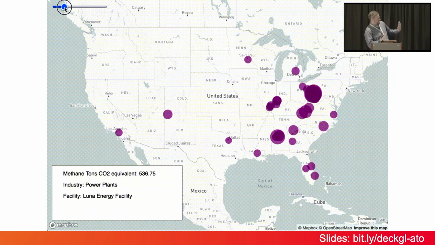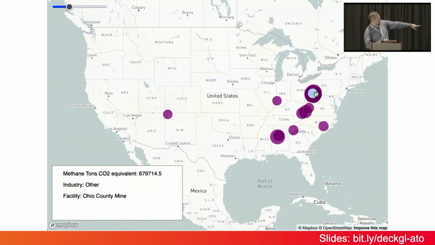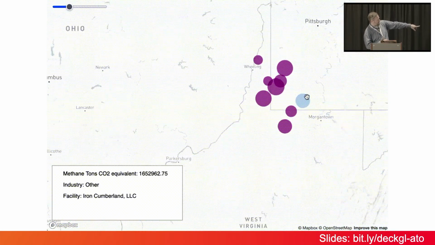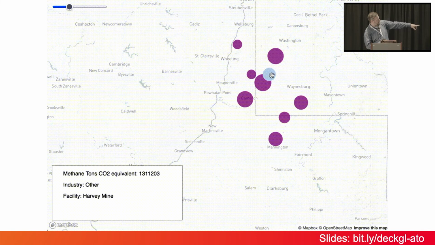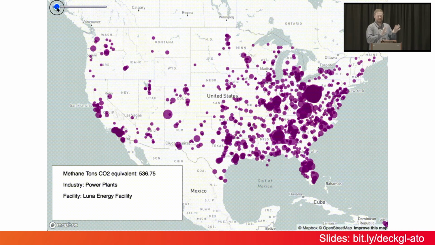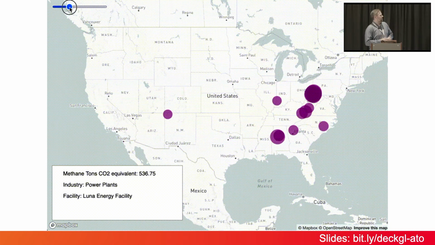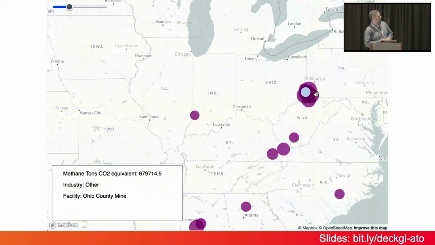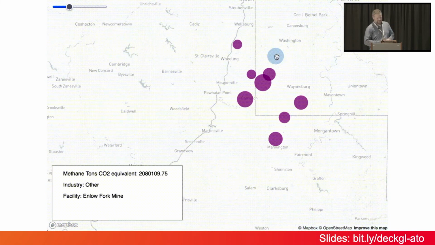Again, it's unstyled, it's not super pretty, but in the lower left-hand corner, when you hover over points, it gives you information about the industry. In this case, it's not super handy, but you can tell from the facility name, oh, mines, Ohio County Mine. It's all interactive, all in the browser. All those 6,000 points are interactive, filterable, all in the browser.